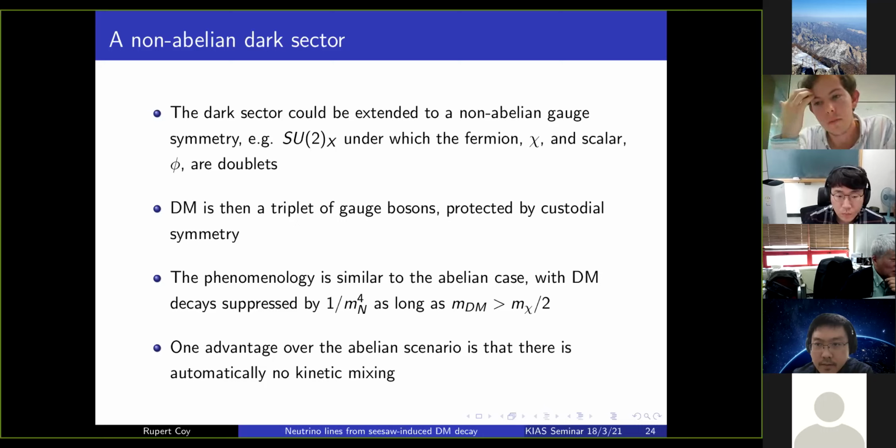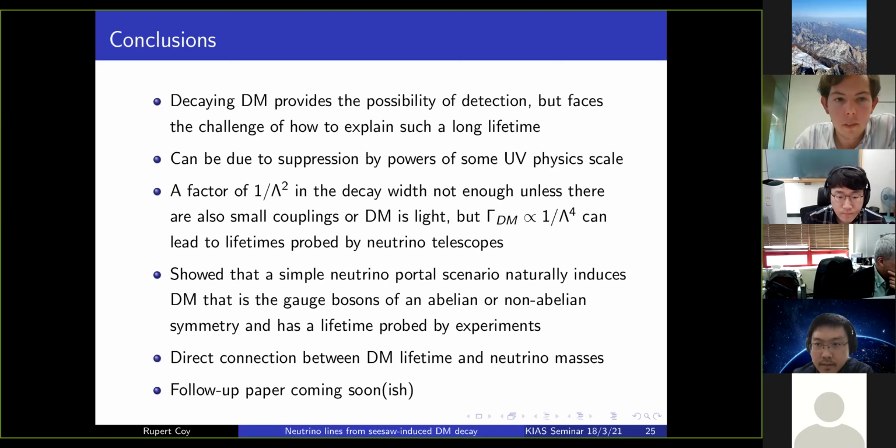And could you show the last slide, the conclusion slide? Here you say in the second line from the bottom that there is a direct connection between dark matter lifetime and the neutrino masses. So how robust is this statement? Under what assumptions, could you remind me again?